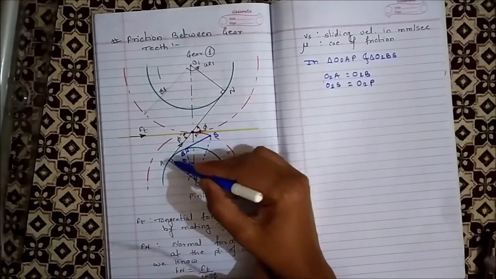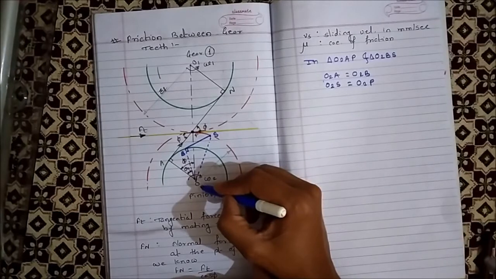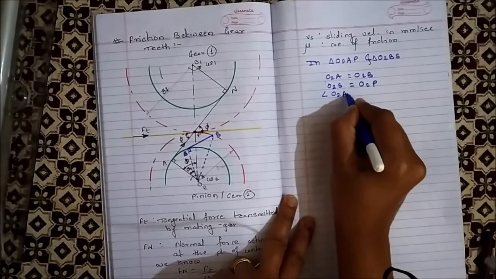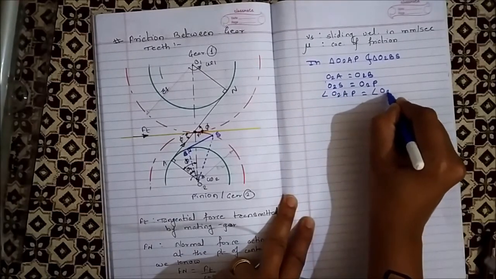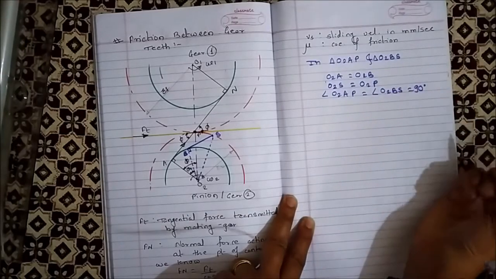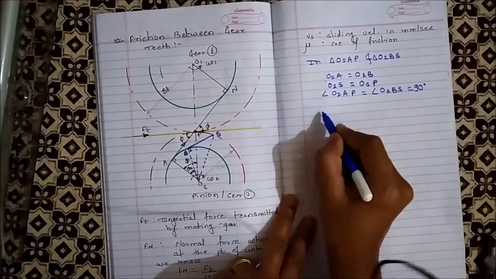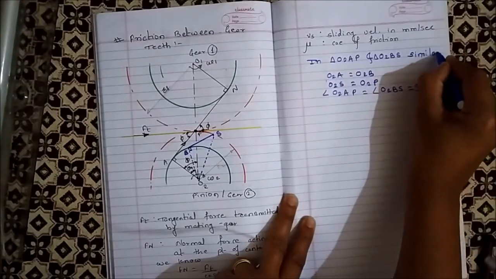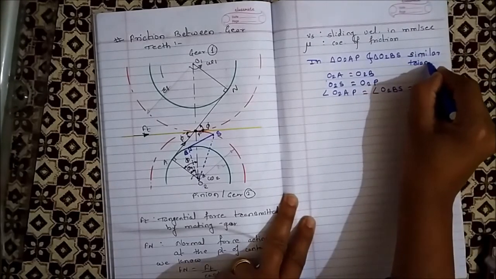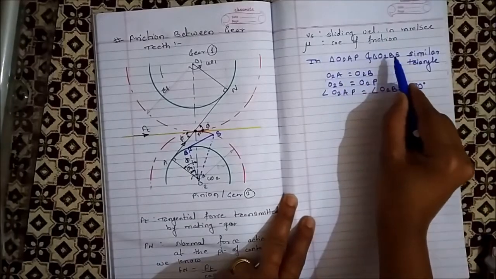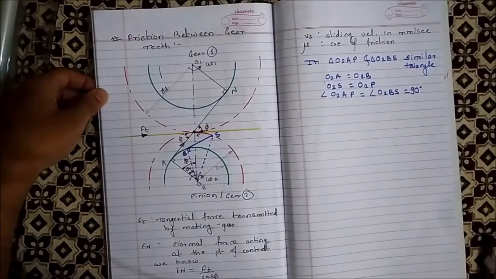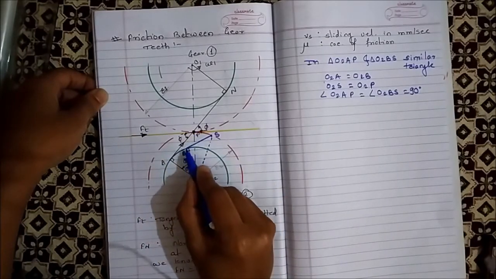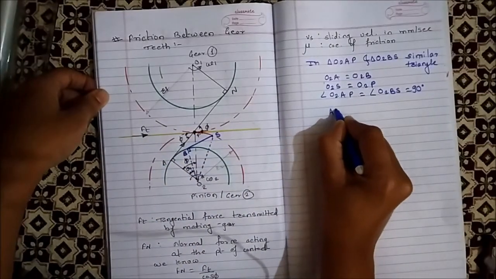Again see this triangle O2AP, that angle is 90 degrees. Similarly in O2BS the angle is also 90 degrees. So angle O2AP is equal to angle O2BS, equal to 90 degrees. It means both are similar triangles. So O2AP and O2BS are similar or congruent triangles. So we can say that AP is equal to BS. So let me write it: AP is equal to BS.